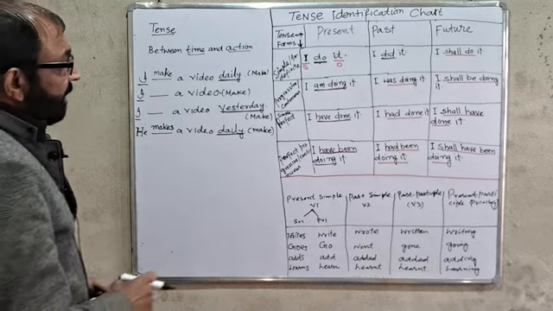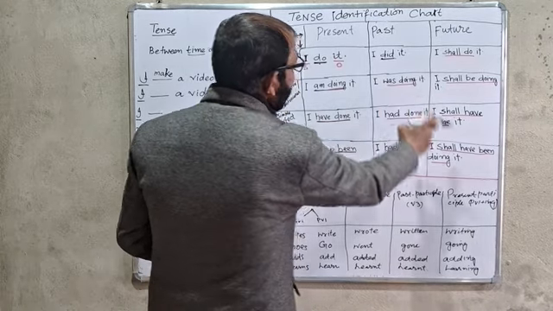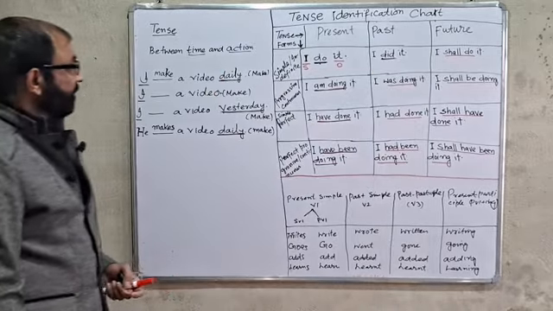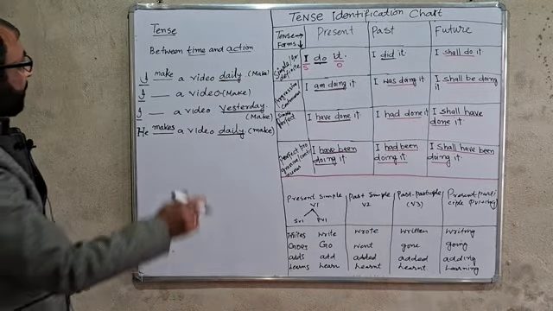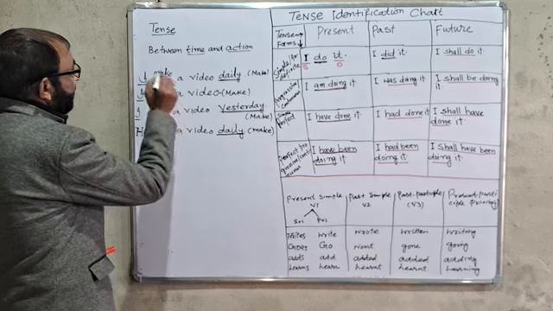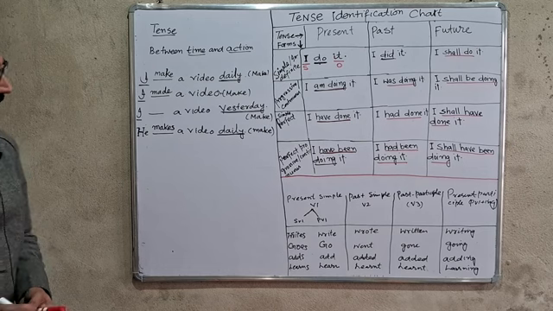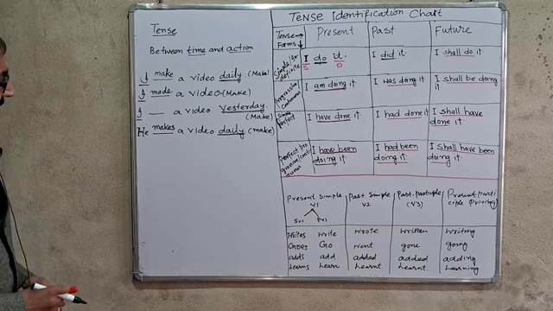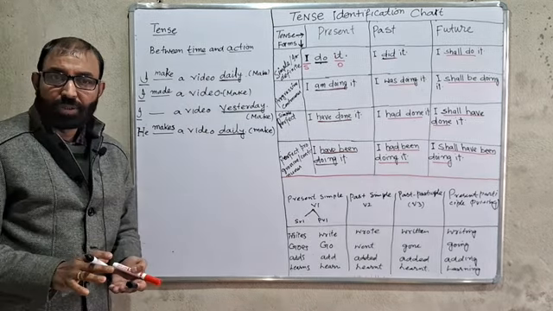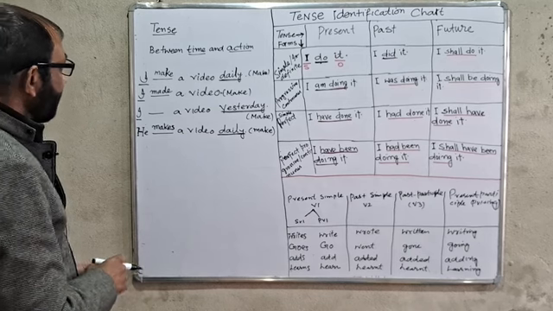Or you can write in past tense also. I was making a video. Or simply, I made a video. This is correct because the time adverbial is not given. Because the indicator is absent. So the tense indicator is absent here. That is why you are at liberty to choose which form you choose. That is right. That is correct.